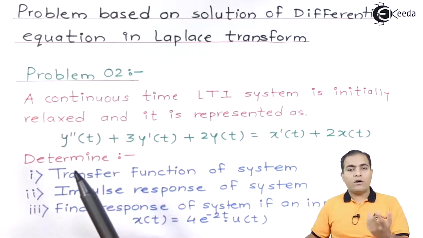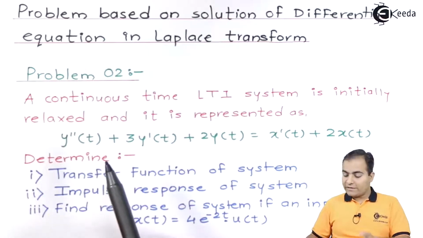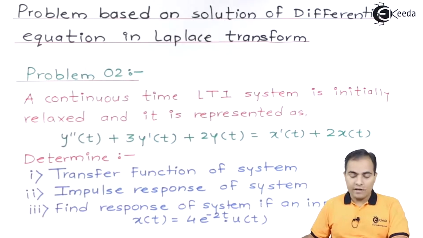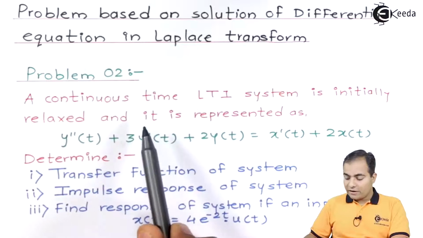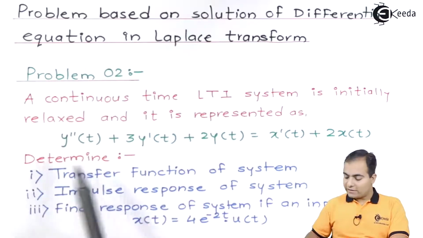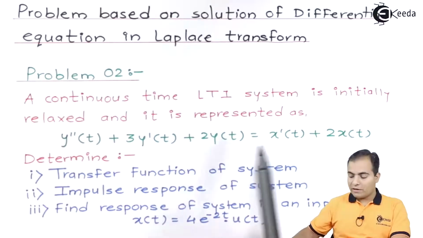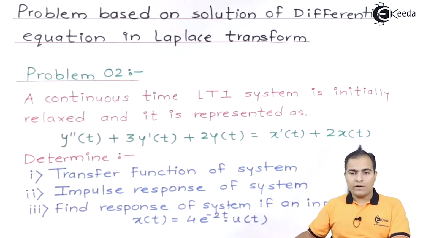Initially relaxed means all the initial conditions are 0, and it is given in the question already. So there is no need to write it while calculating the inverse Laplace transform. Now, the next one is represented by the given equation: y double dash of t plus 3y dash of t plus 2y of t equals x dash of t plus 2x of t.